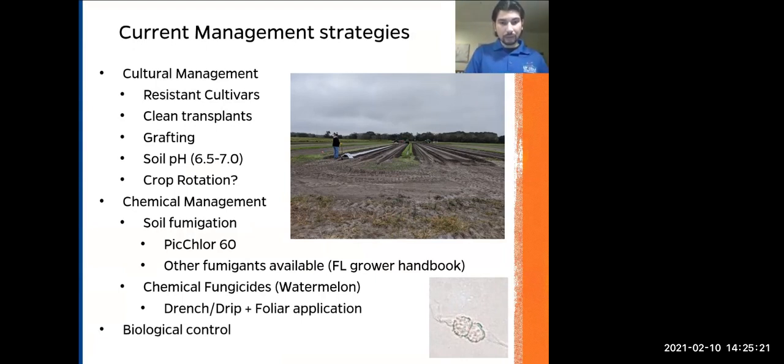And also biological control is another management strategy. This is the use of organisms to control other organisms. I'll be talking about this a little bit later and how we're trying to approach that.